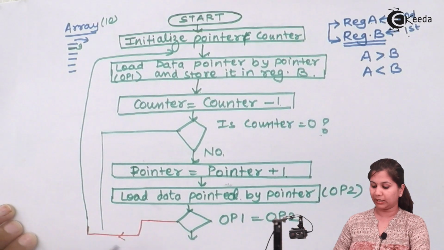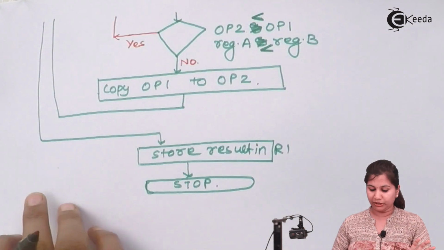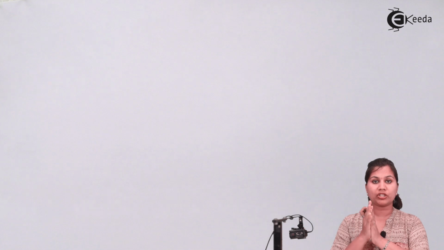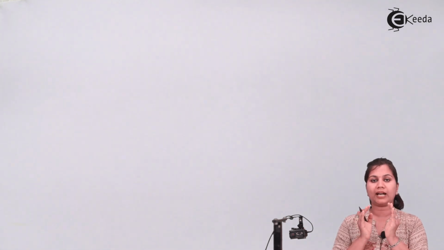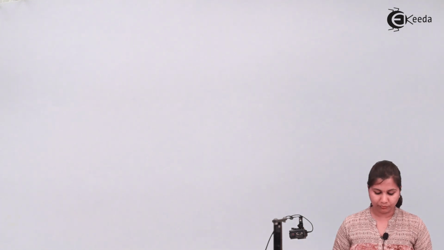Again and again you have to do the comparison. So what we are doing, basically we are trying to get our maximum number. We will do the comparison, we will check whether in register B we are having the maximum number or not. Okay. Now let's write the program for this.